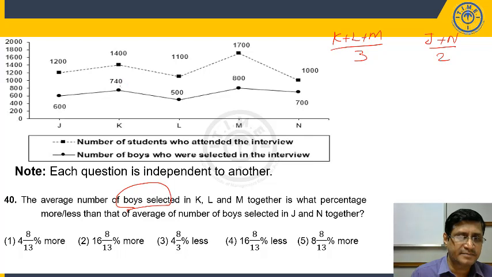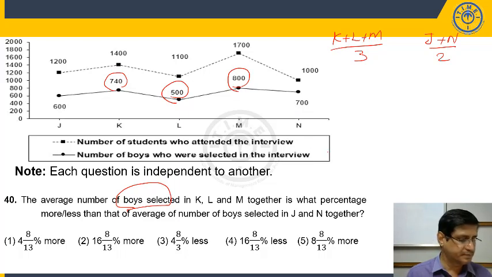K selected, L and M. Just add all these values. Sum of these values: 740 plus 500 plus 800. So how much is the sum of these values? It is 2040.